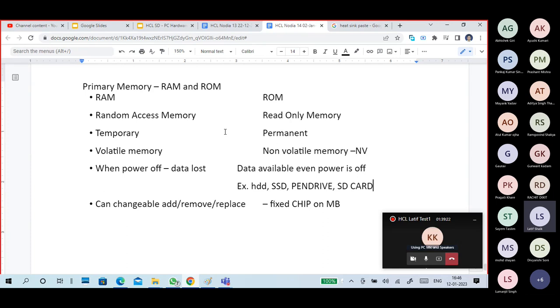RAM, random access memory. ROM, read-only memory. RAM is a temporary memory; data is stored in RAM temporarily. In ROM, data is permanent and cannot be removed directly. RAM is a volatile memory type: whenever power is off, data is lost. In non-volatile memory, data still remains in the device even when the power is off. Examples are hard disks, SSDs, pen drives, SD cards.